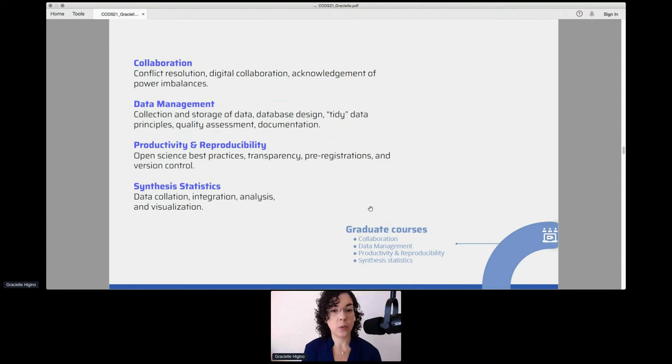About the courses, inside them, we develop important skills related to data science and data management. For example, in collaboration, we train students in conflict resolution, digital collaboration, and acknowledgement of power imbalances. In the data management course, we train students in collection, storage of data, quality assessment, and documentation. In the productivity and reproducibility course, we discuss open science best practices, transparency, pre-registrations, and version control. And in the synthesis statistics course, we discuss data collation, integration, analysis, and visualization. These are all important skills to develop when training data scientists, and skills that we use daily in ecology and evolution when we deal with a lot of data.